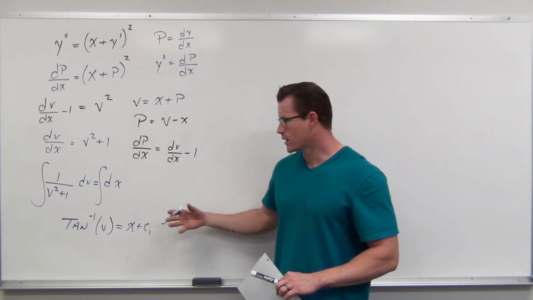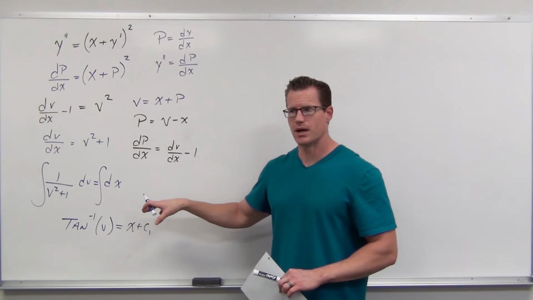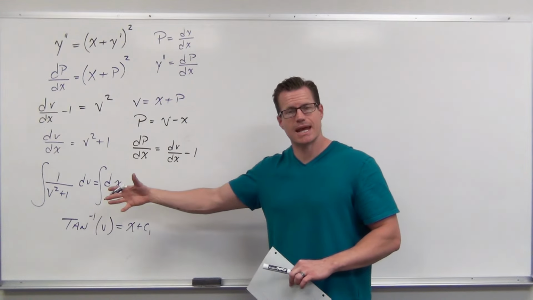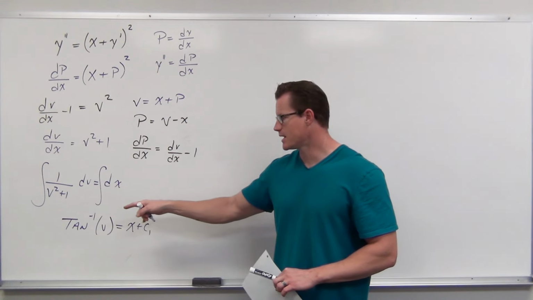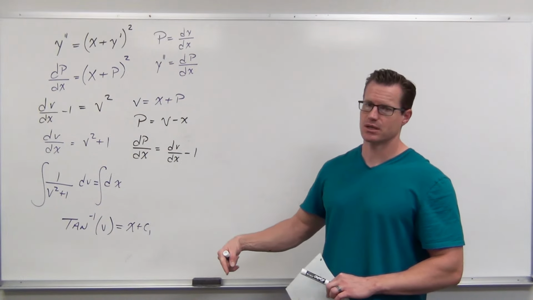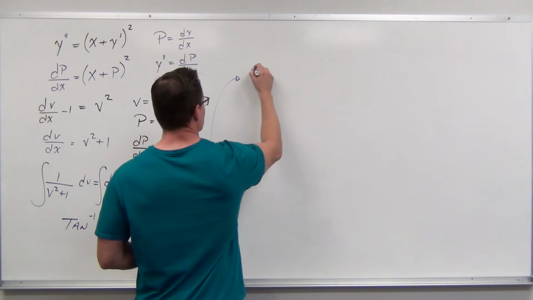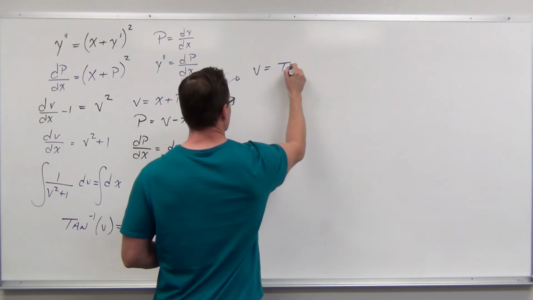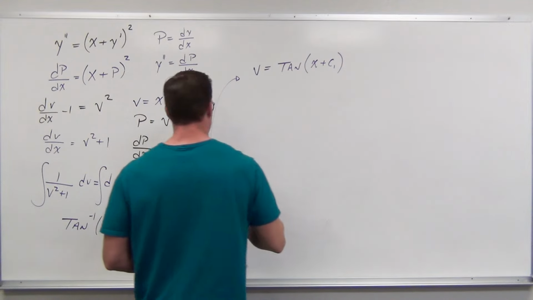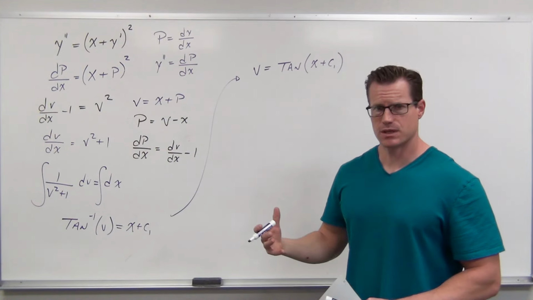Great, okay, now what? Well, we've got to substitute back in for v, but I like to solve for v first if I can. Let's make v equal to tangent of the right-hand side. So if tan inverse of v equals x plus c sub 1, then v itself equals tangent of x plus c sub 1. All right, let's keep on moving. Now v equals something. What's v equal?